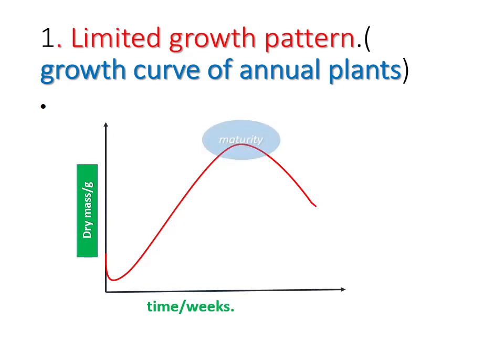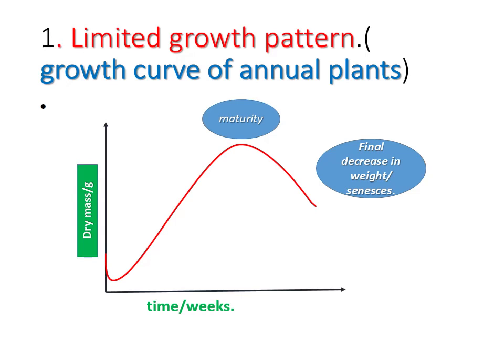The graph shows that at maturity there is no growth at all, and as you see, the curve is horizontal to show that there is no growth. But finally there is a decrease in the weight, and we term this senescence, because at that time organisms started to experience a negative growth, and there is a decrease in the dry mass of such organisms.